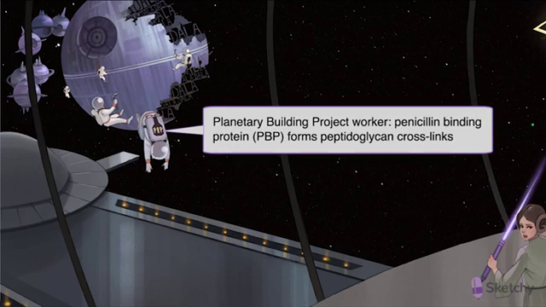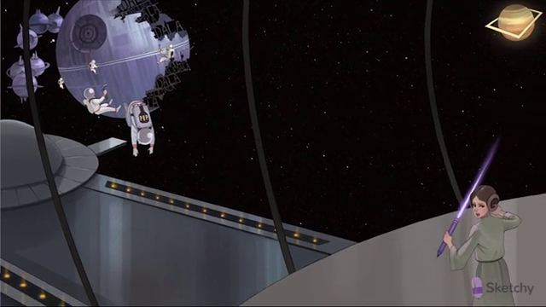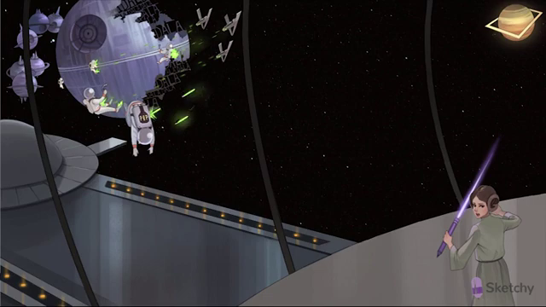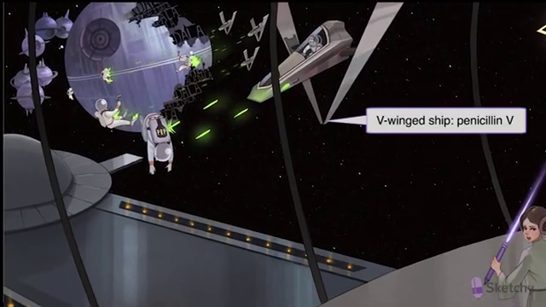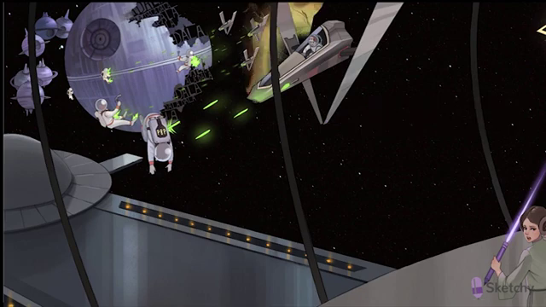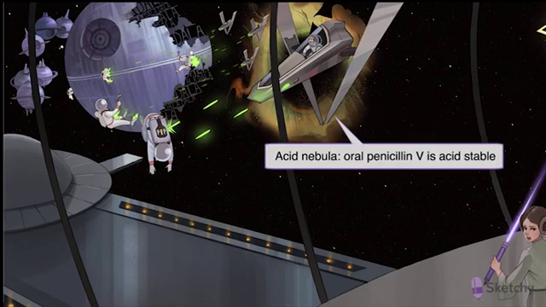That's bactericidal. So we're in a period of civil war, of course, and ships have come to rescue Princess Ellen. While they're probably aiming for the conveniently exposed thermal exhaust port, they're taking out the PBPs. Notice the shapes of the wings. These V-winged ships represent penicillin V, which is the oral form of penicillin, meaning it's acid stable. So to remind you of that, here's a big acid yellow nebula behind them.